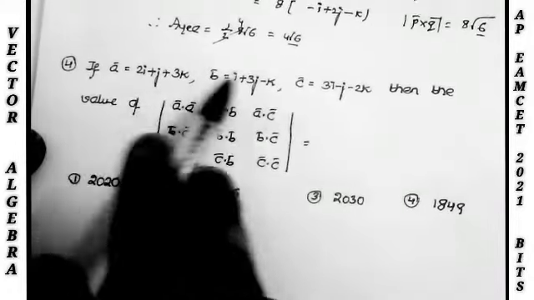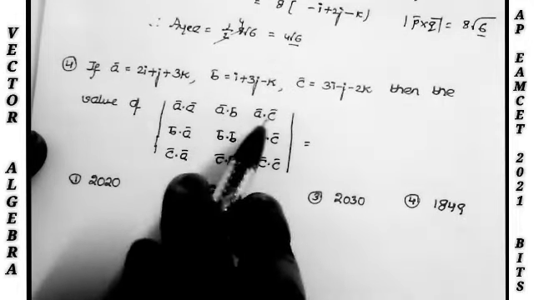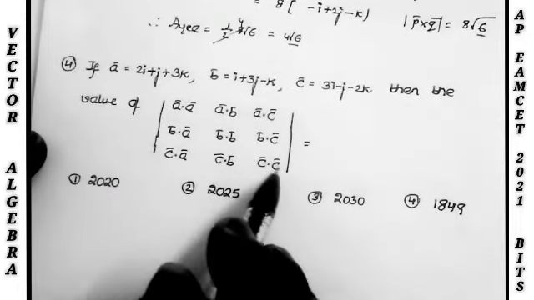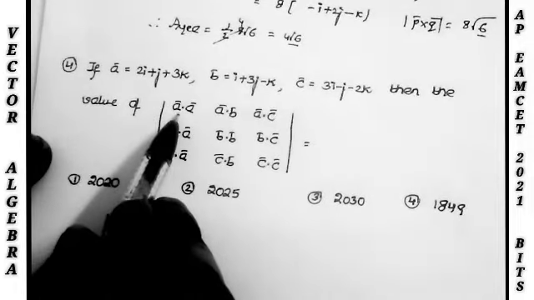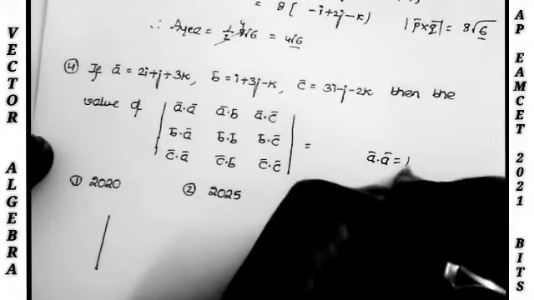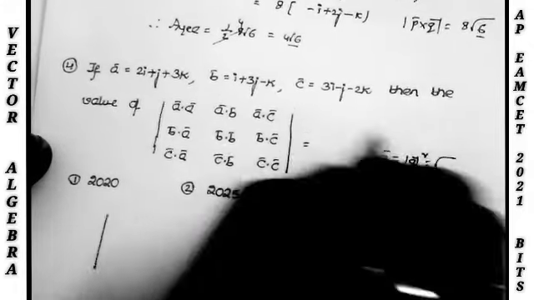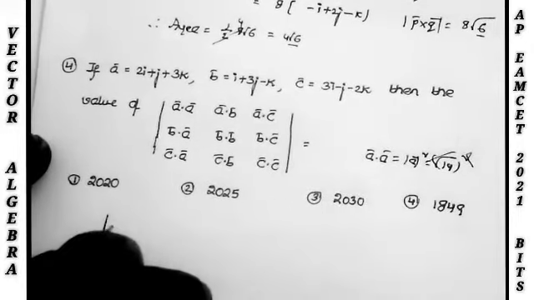That's the answer. Okay, the next problem: if A bar, B bar, C bar, three vectors, are given, then what is the value of the determinant with rows A dot A, A dot B, A dot C; B dot A, B dot B, B dot C; C dot A, C dot B, C dot C? First I am finding the values. What is A dot A? A dot A is nothing but mod A whole squared, that is the square root of (4 plus 1 plus 9), root 14 whole squared, which is equal to 14.